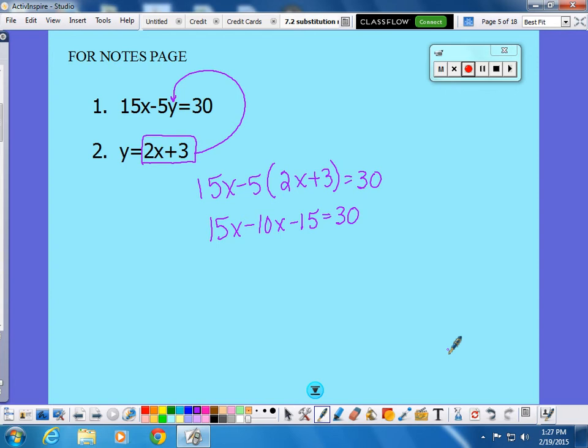And don't make the same mistake that we commonly make. If they're on the same side, I don't do opposites. It just tells me 15x minus 10x. That's 5x. I'm not going to do opposites if they're on the same side. I'm just going to combine my terms.